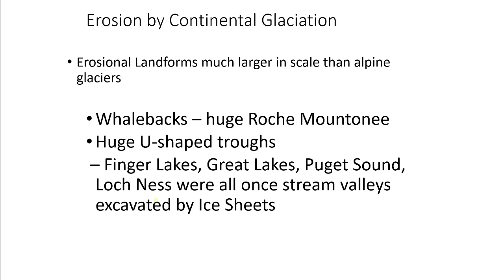Okay, so continental glaciers are different. These are the ones on land that are big. So erosional landforms are much larger in scale than those of the alpine glaciers. You get whalebacks, which are really big roches moutonnées. You get huge U-shaped troughs.